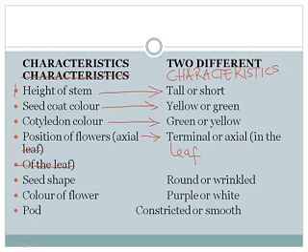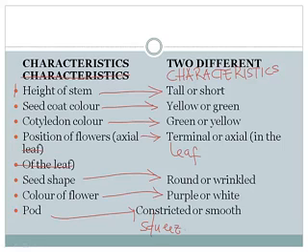Then for the seed shape, he discovered that some garden pea plants are round or wrinkled. For the color of the flower, some are purple or white. And for the pod, some are either constricted or smooth. That is to say, some are squeezed, while some are smooth.